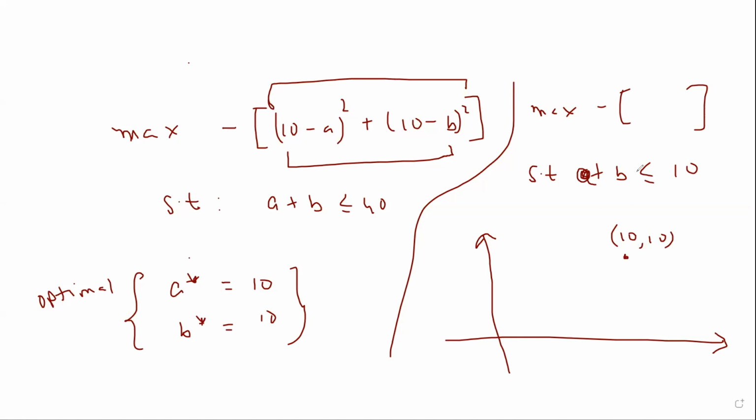Now, what is my feasible set? a plus b less than or equal to 10. This is my feasible set, which passes through 10, 0 and 0, 10, like this. Now, what is my objective? My objective is to find a point in this feasible set which is nearest to 10, 10, which has the minimum distance from 10, 10. So what should I do? Draw a perpendicular here and find the coordinates of the foot of the perpendicular.